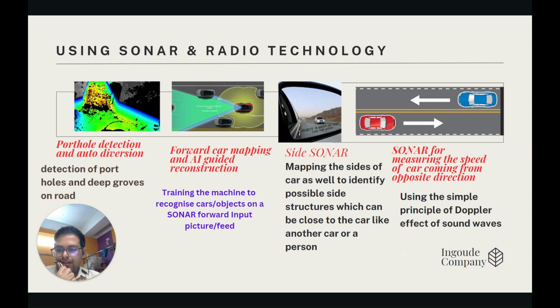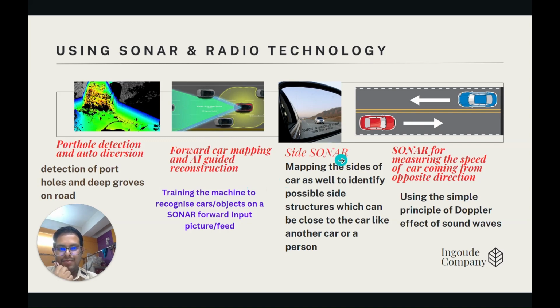So using sonar and the radio technologies, what are the features that we can offer? We can offer pothole detection and auto diversion. It basically means if the system detects a pothole, then it would auto divert the car, taking into consideration other cars ahead and behind. So the forward car mapping and the AI guided reconstruction, as you can see in the picture, maps the entire road and the road traffic, which we can't see due to foggy conditions.